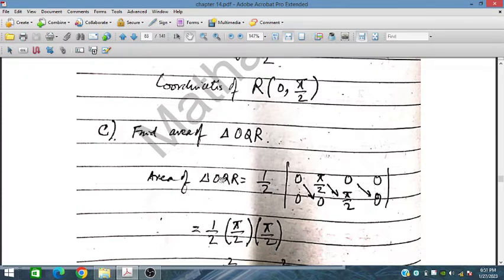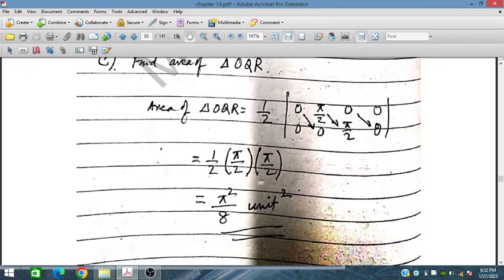Now OQR, where O is the origin, and we have to find the area of the triangle. So OQR is a triangle. This is the origin value, this is the Q value, this is the R value, and then it repeats. We multiply across, and the terms with 0 vanish, so it is only pi square upon 4. Then half of pi square upon 4 is pi square upon 8.